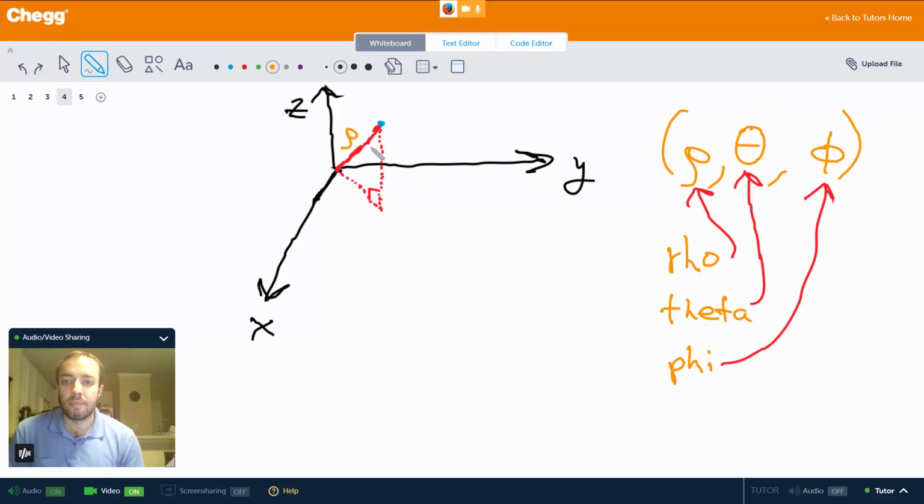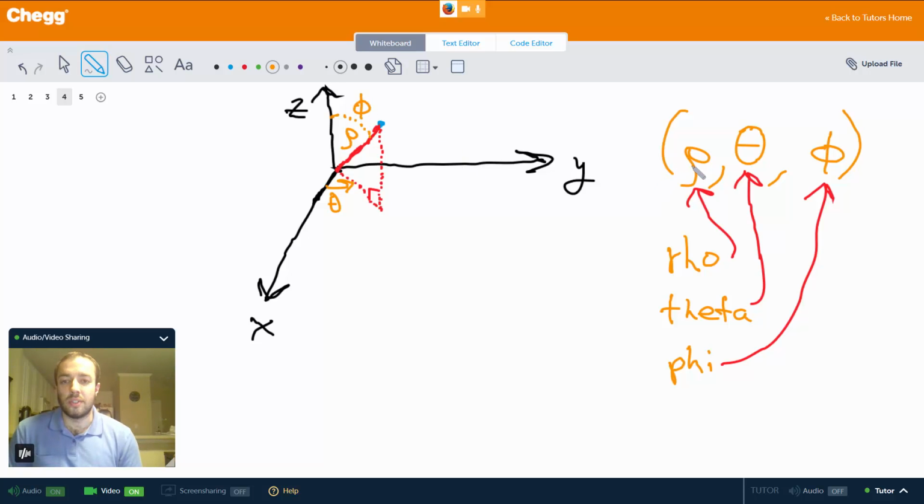And then what about theta and phi? Well, theta actually represents the same thing that it has been all along. Theta represents this angle between the point and the positive x-axis. Okay. Now, what about phi? Well, phi is the new thing here, and what phi represents is the angle between the positive z-axis and the point. Okay, so phi represents this angle here.